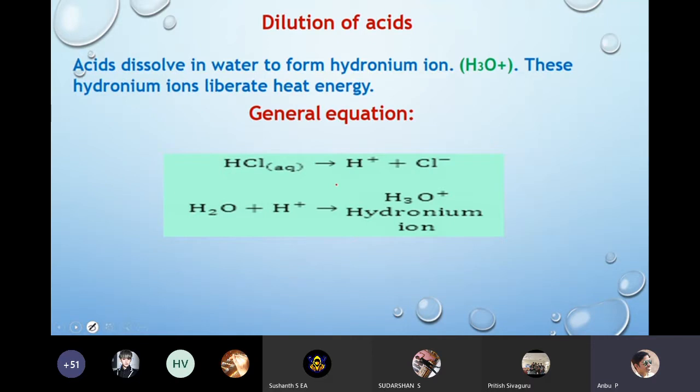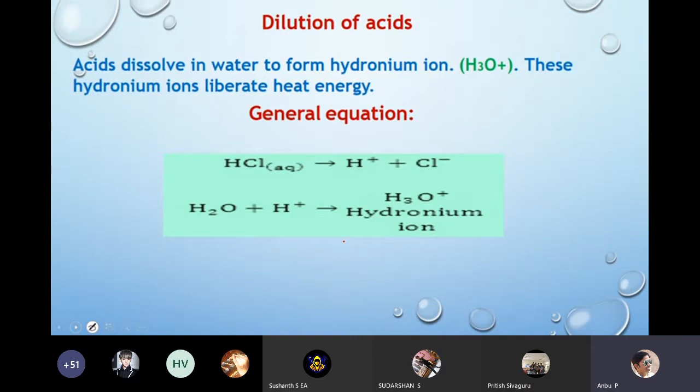So when you add acid to the water, it is going to split into H plus and Cl minus. If it is sulfuric acid, it is going to form H plus and SO4 2 minus. If it is nitric acid, it is going to form H plus and NO3 minus. This H plus will combine with water, H2O, and release hydronium ion. This hydronium ion is exothermic in nature. It means it will release heat energy. So this is what will happen when acid is added to the water.